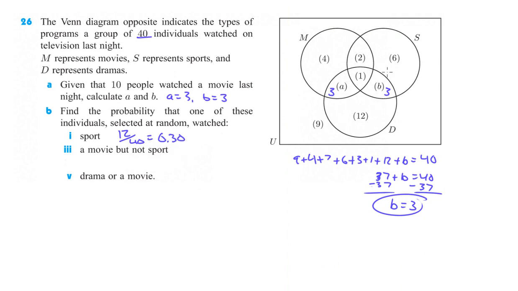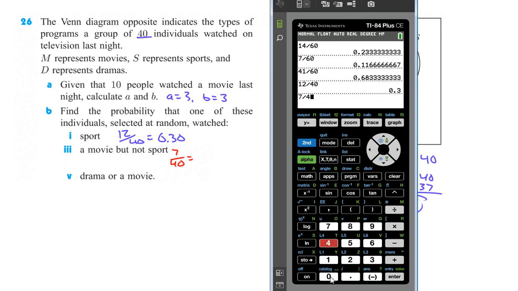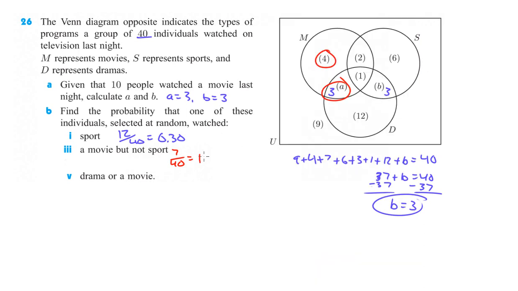How many people watched a movie but not sports? Movies but not sports, we can't include those. So we have to include just these two groups here, right? So that's going to be our 7 out of 40, because these 3 people here also watched a movie, but both these groups watched sports as well. So we've got 7 out of 40. So we do 7 divided by 40, and we get 17.5%.